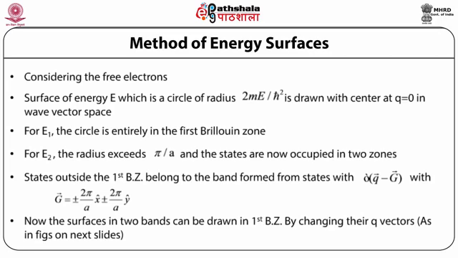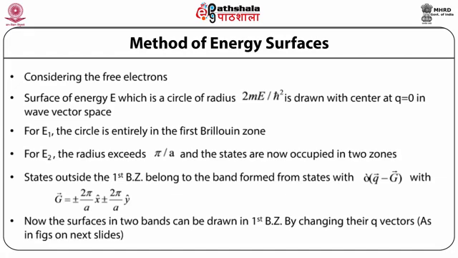Now we again apply the method of energy surfaces and consider free electrons as an example. When we are doing this method of energy surfaces for these electrons, consider a surface of energy E, which is a circle of radius square root of 2mE by h cross squared, drawn with center at q equal to 0 in the wave vector space. For small energy, the circle is entirely in the first Brillouin zone. Now let us suppose that the electrons have large energy.